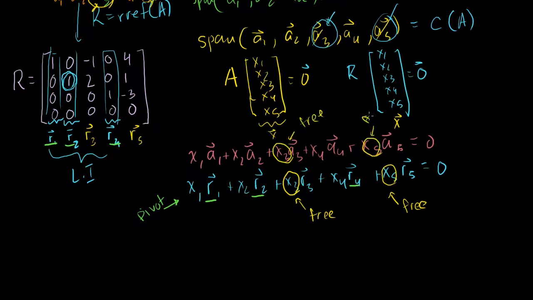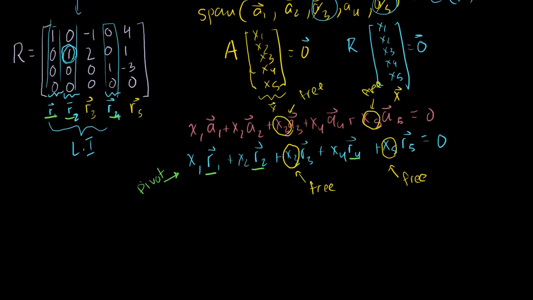Now, what does that mean? We've done multiple examples of this. The free variables, you can set them to anything you want. So x3 and x5, in this case, you can set to any real number. And then from this reduced row echelon form, we express the other pivot variables as functions of these guys.